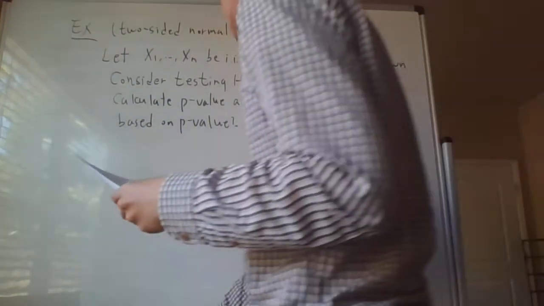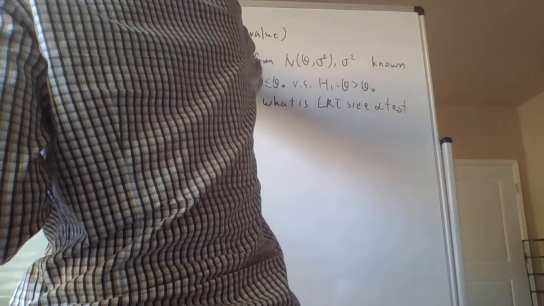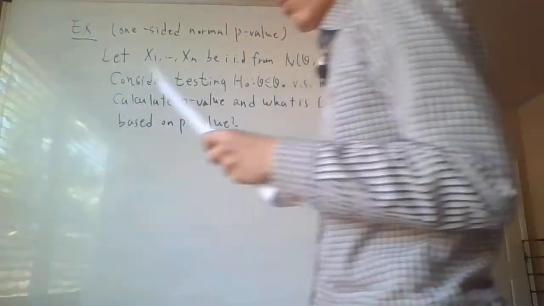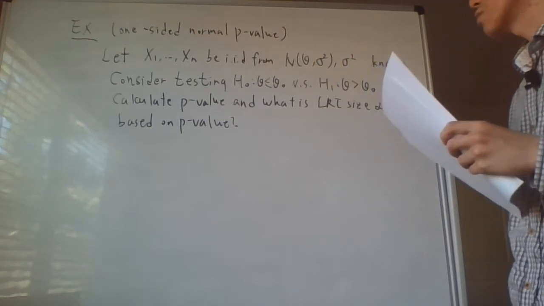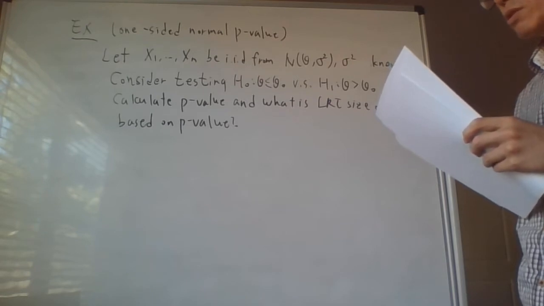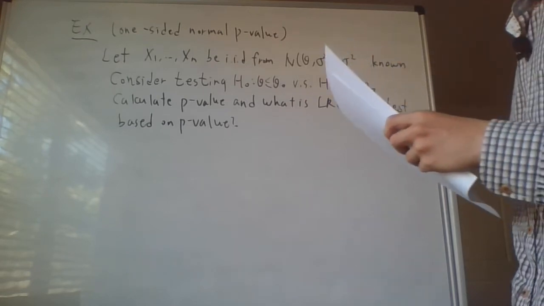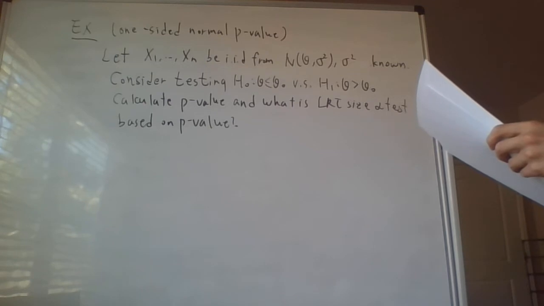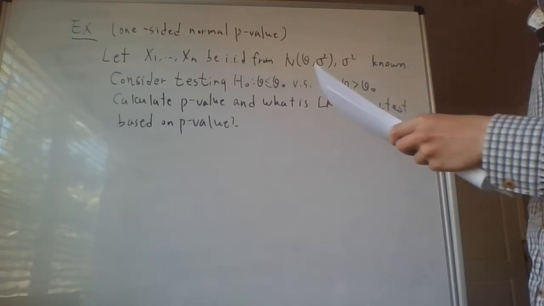So again, we have a normal random sample, and let's assume that we know sigma squared, and we would like to consider testing the null hypothesis theta is less than or equal to theta 0 versus the alternative theta is greater than theta 0. Let's calculate the p-value and the LRT size alpha test based on the p-value.